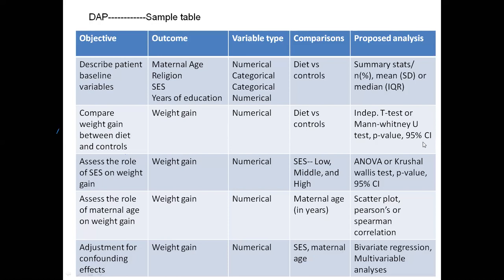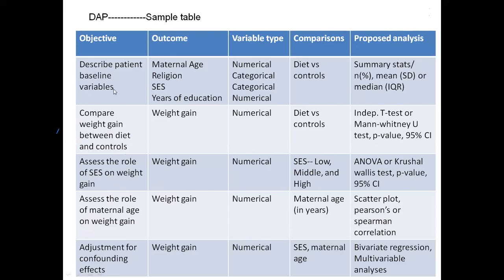Then likewise, you might have another objective to see what was the role of socioeconomic status in the weight gain, right? So again, here the weight gain is the outcome variable. It's numerical. And now the socioeconomic status is a 3-level variable, where you have low, middle, and high, and you want to compare the average weight gain between these 3 groups. So you would probably use an ANOVA or a Kruskal-Wallis test, again with a p-value or a 95% confidence interval.